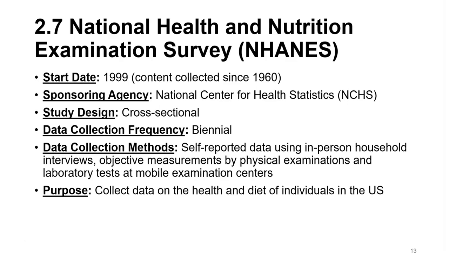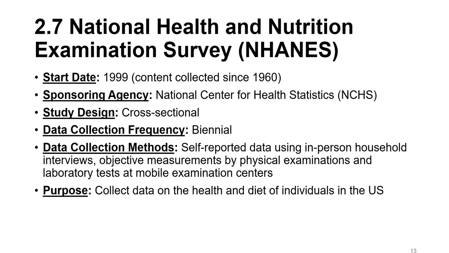Section 2.7, National Health and Nutrition Examination Survey. The NHANES has been collected since 1999. However, its content has been collected, just not specifically listed as the NHANES, since 1960. The sponsoring agency is the National Center for Health Statistics, who is also the agency who collects data using the National Health Interview Survey. The study design is cross-sectional, and the data collection frequency is biennial. So instead of just collecting data every year, it collects data across a 2-year period.